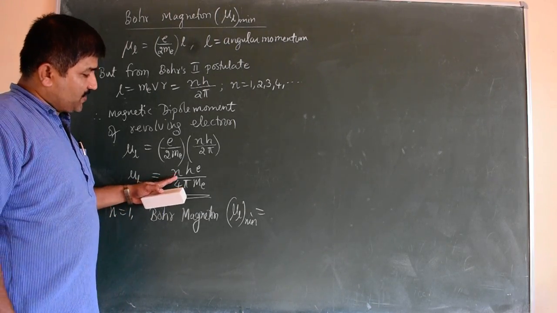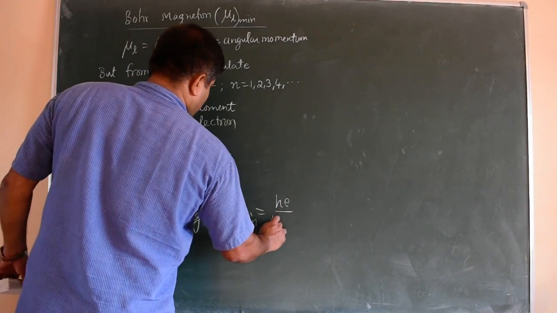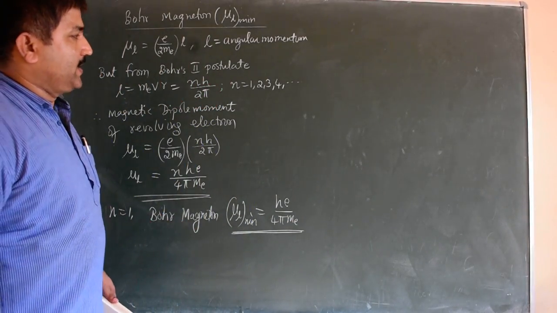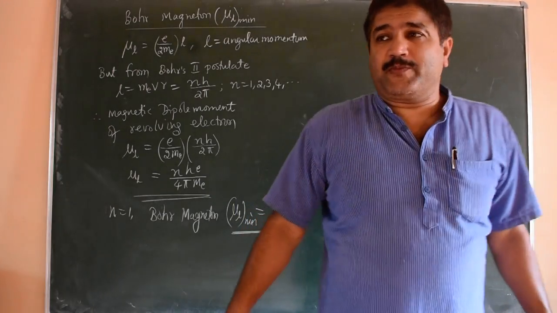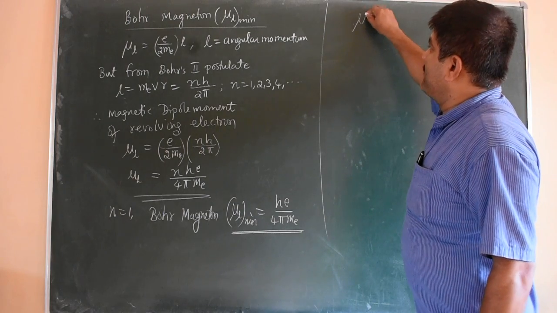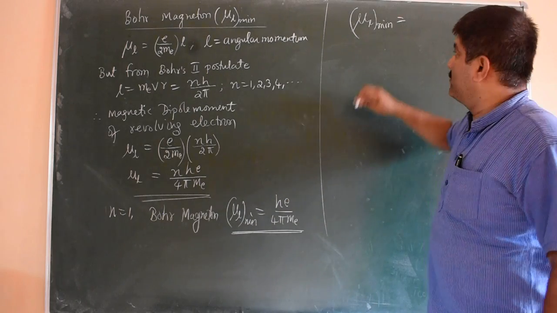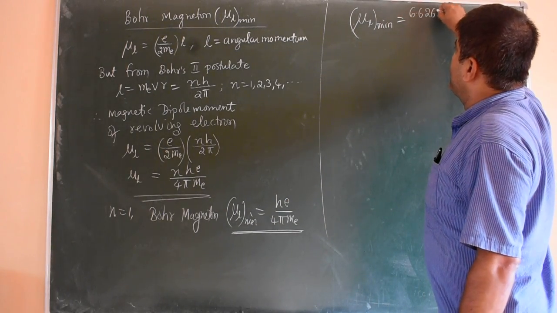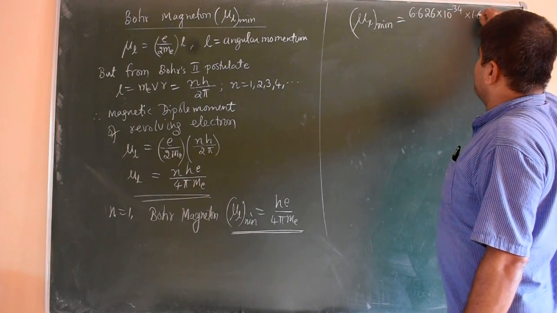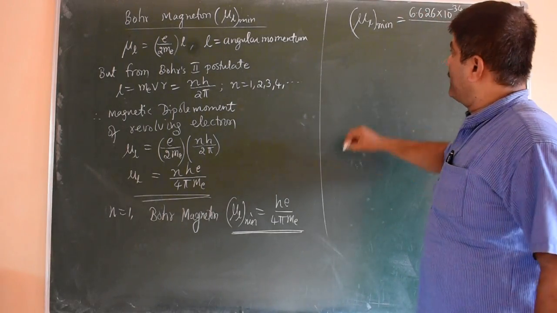If you substitute n equal to 1, it becomes h into e divided by 4 pi me. So this is the expression for the Bohr magneton. The value of the Bohr magneton can be asked in the exam. Using the constants, mu L minimum equals h value, 6.626 into 10 power minus 34, into e value, 1.602 into 10 power minus 19, divided by 4 pi me.